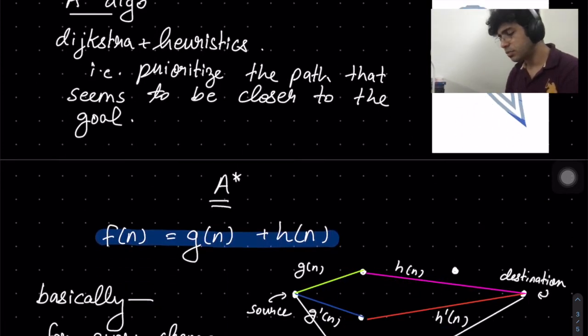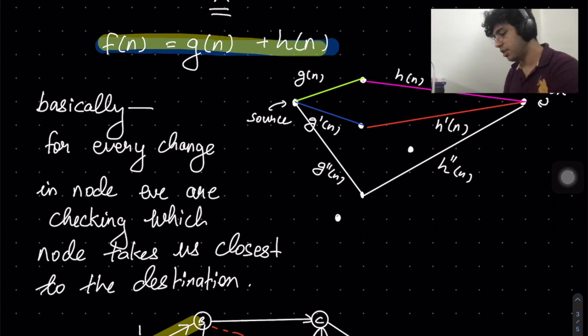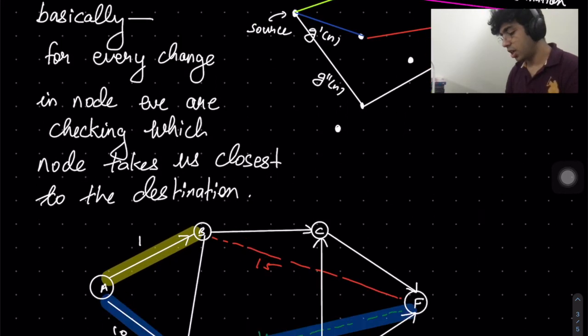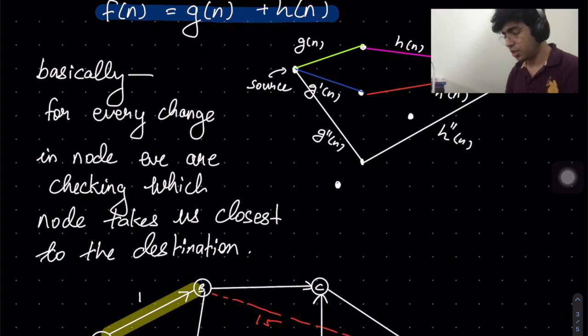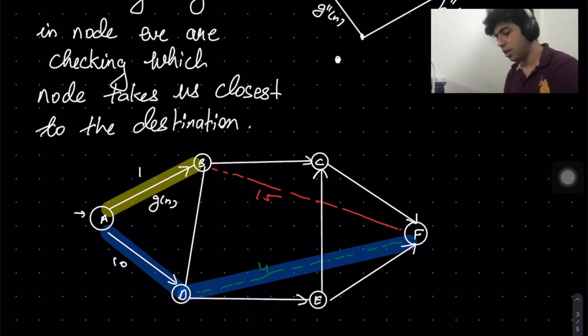Okay, so let's talk about A star. All of A star can be summed up in a single formula: F(n) equals G(n) plus H(n). Okay, so what is this again? F(n) is your total cost. G(n) is the cost from your source node to the next node. So in this instance, G(n) is the cost from A to B. This is G(n). A to D, this is G(n), I'll just call it G(n) dash.